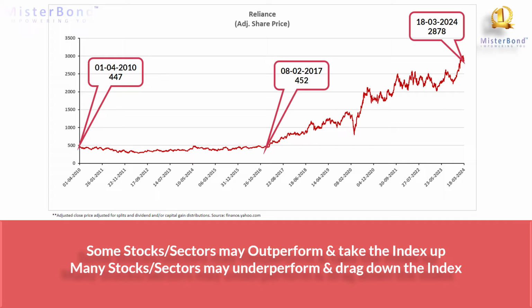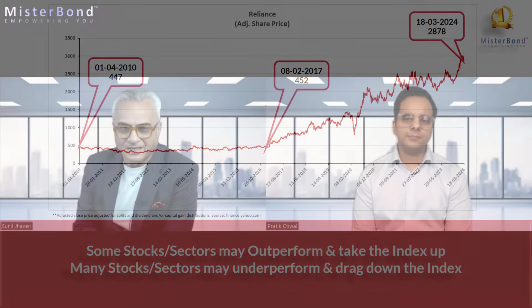Something similar is happening in the HDFC Bank space also. From 2021 to 2024, for the last 3 years, the share price has been almost at the same levels. So there will be some stocks which will underperform, some stocks which will outperform. And when they are heavyweights on the index, returns expectations will come up or go down. So what are your thoughts on this?